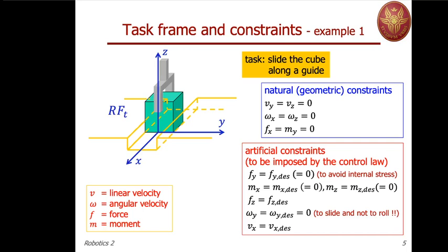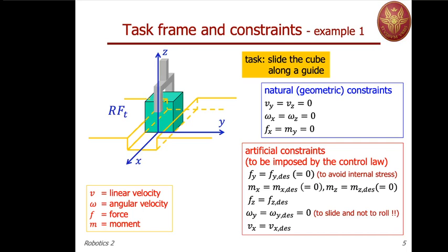So mz desired could be positive or negative, but if we don't want to have internal stress for the cube and for the environment, we could set this reasonably equal to 0, and same story for mx. Now, again, we had a linear velocity along z in the natural constraint, so we will have a linear force around z being specified by the artificial constraint, so as a reference for the control system.